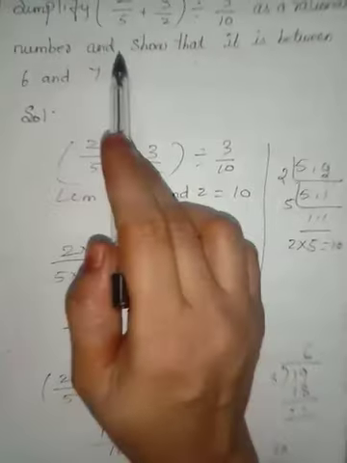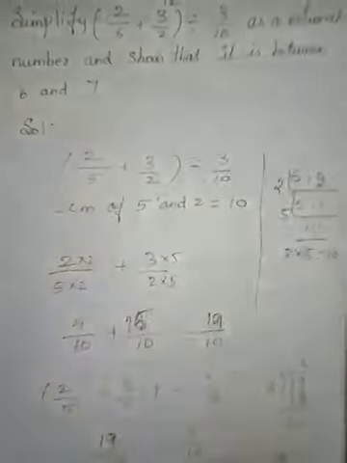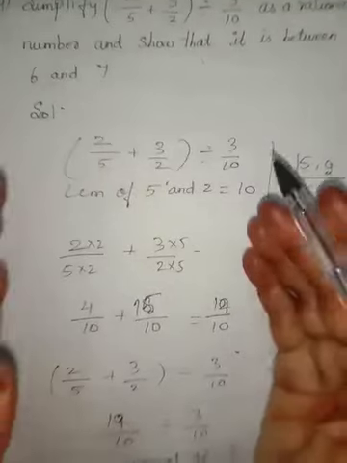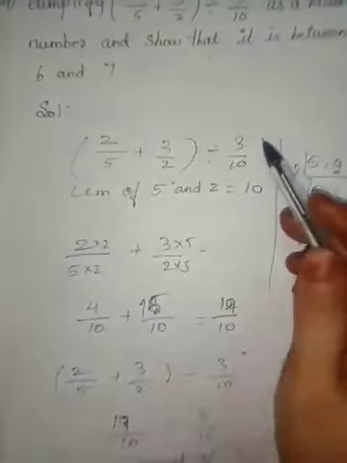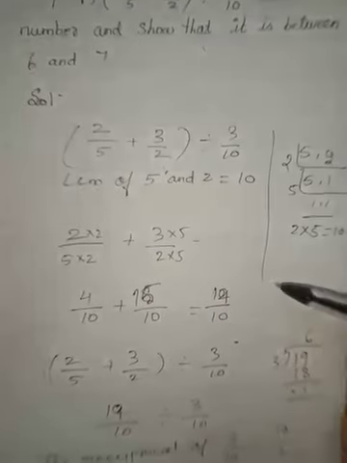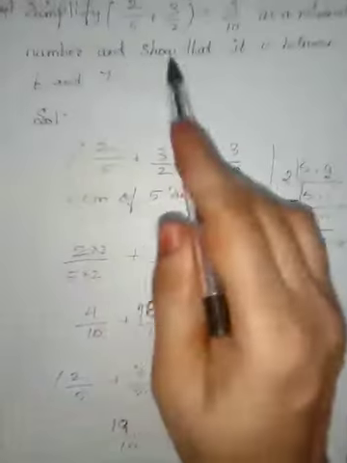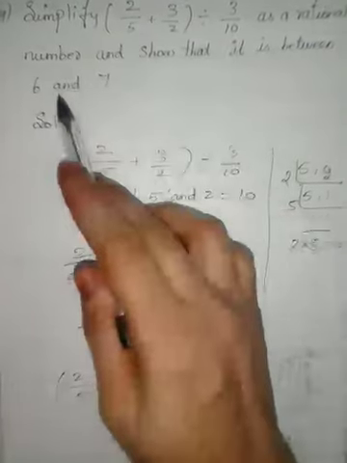Next, the 14th one, simplify 2 by 5 plus 3 by 2, divided by 3 by 10, as a rational number, and say whether it lies between 6 and 7. First we solve the bracket and multiply with 3 by 10. What will we get? We check that the number lies between 6 and 7.